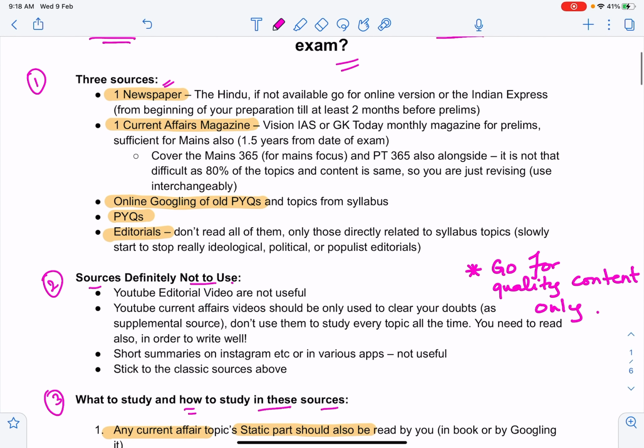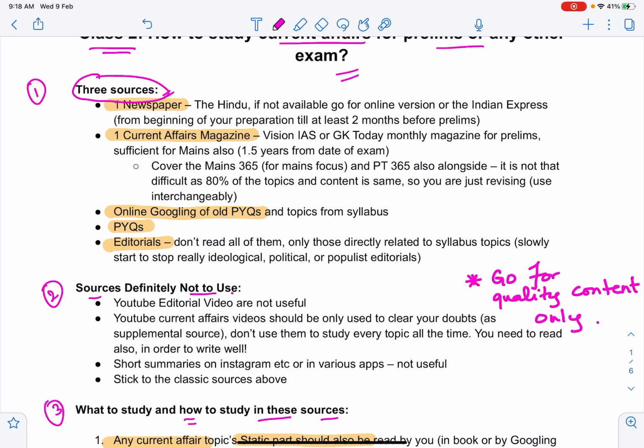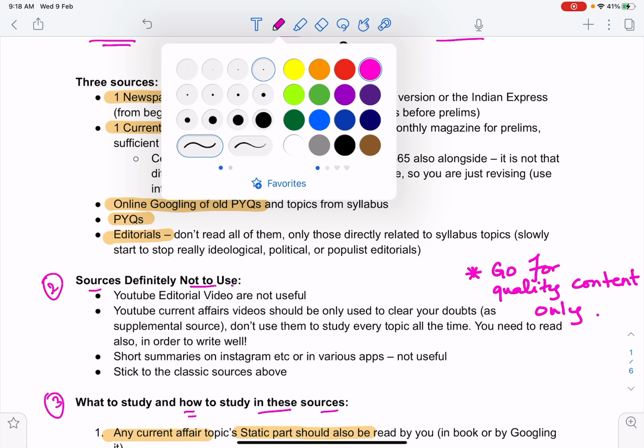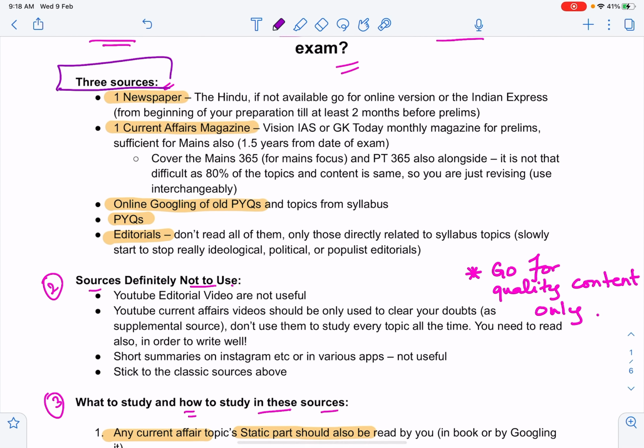So first of all, what are the three sources that I always used when I was studying for UPSC? Number one, newspaper, any kind of newspaper. Just one newspaper is needed, not more than one, and this could be the Hindu. If Hindu is not available in your village, in your district, in your town, go for an online version of the Hindu. Online subscription is available, and also for free you can find a lot of websites, or go for the Indian Express. Either of these two is fine, you don't need more than that.